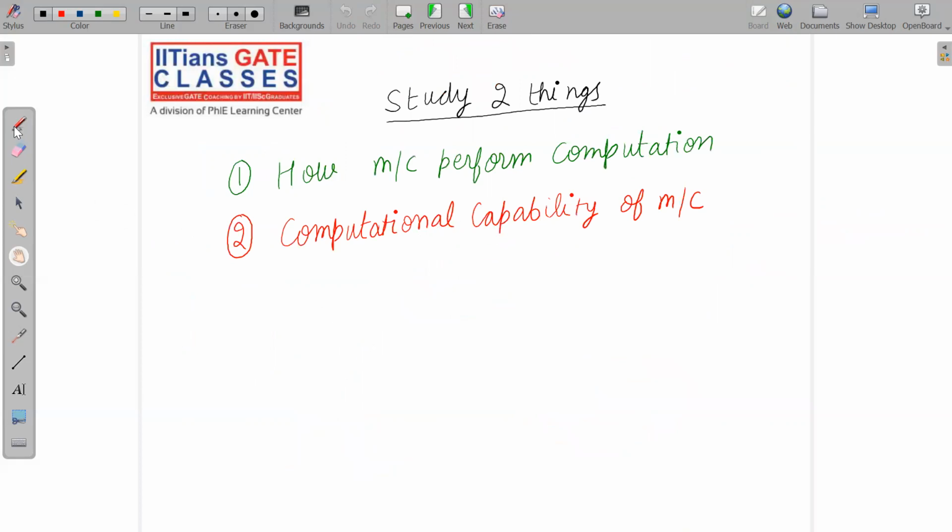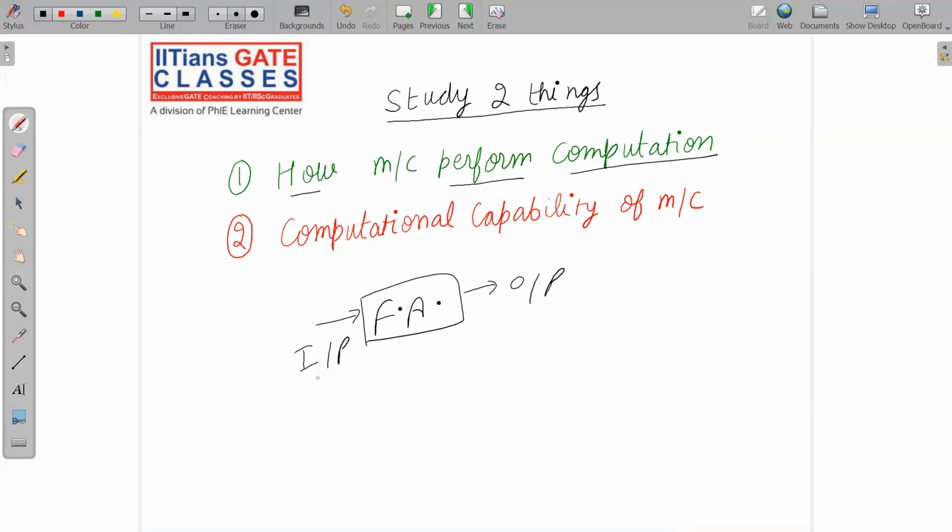In this subject, as I have told you, we will study two things. The first thing is how a machine performs computation. Like given an FA, how will this FA convert some input to output? We will give some input and we will receive some output from this FA. How this input is converted to output, that means how this machine performs computation. This is the first thing which we are going to study.